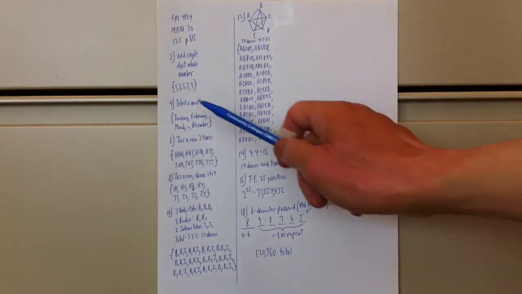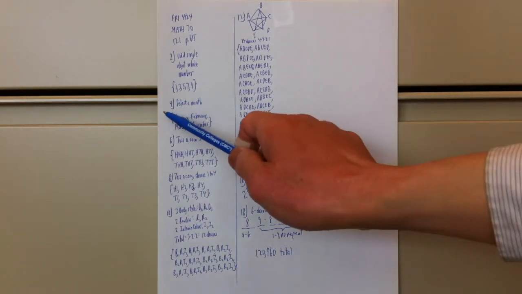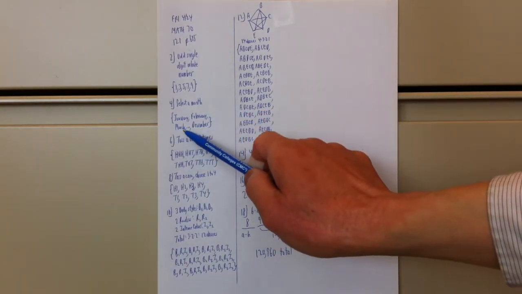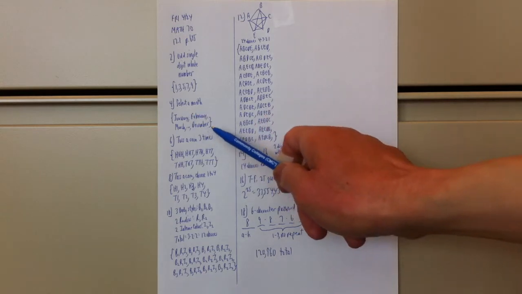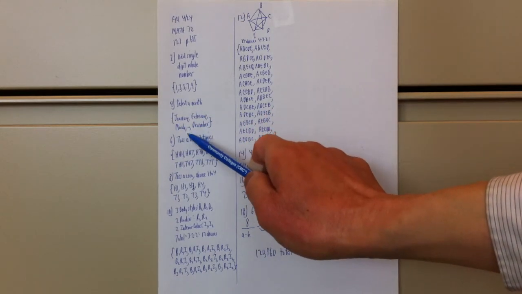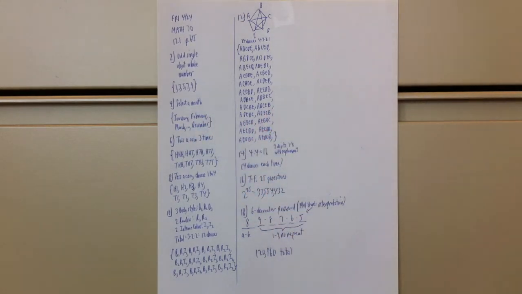Number 4, select a month. So that's obviously January, February, March. I just did December to save time. You would have to write all 12 of them out, January, February, March, April, and so on. But just enough to give you the idea, January, February, March, continue all the way to December. Okay, so those problems are very easy. Now the ones later on get a little bit tougher.